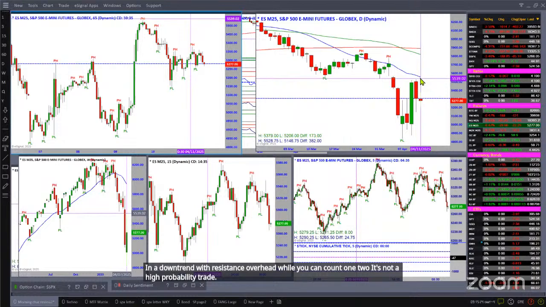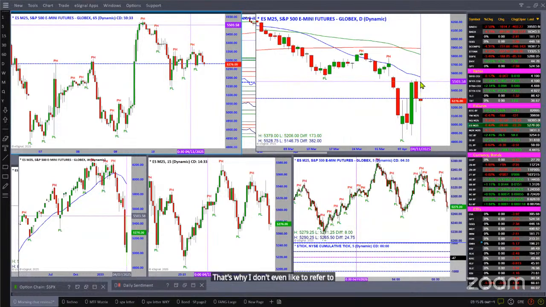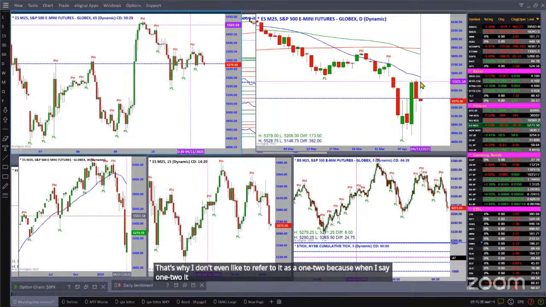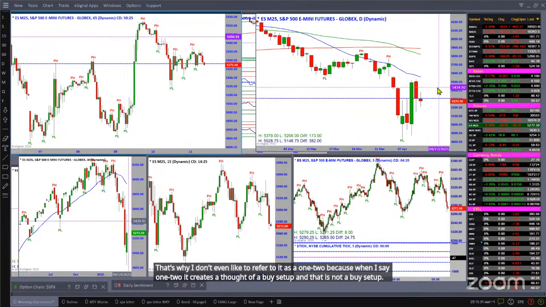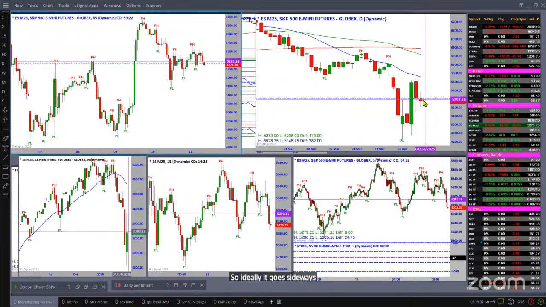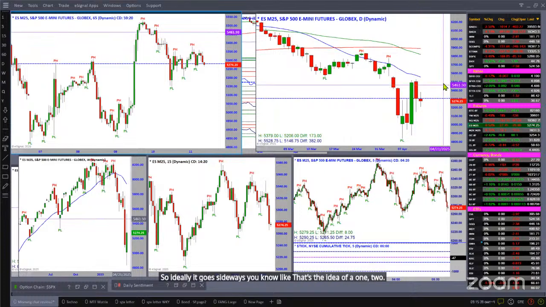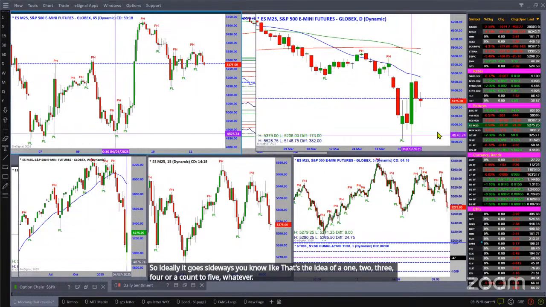That's why I don't even like to refer to it as a 1, 2, because when I say 1, 2, it creates a thought of a buy setup, and that is not a buy setup. So ideally, it goes sideways. Like that's the idea of a 1, 2, 3, 4, or a count to five, whatever. Let me continue before it gets too late.